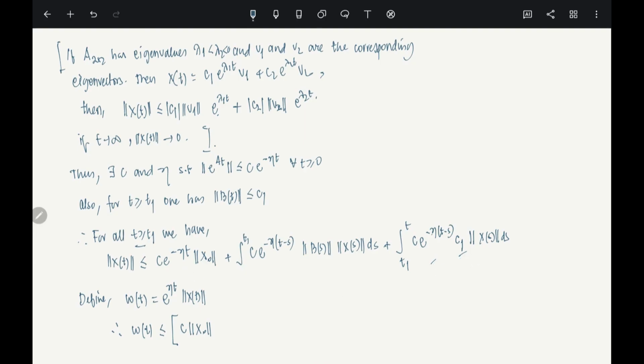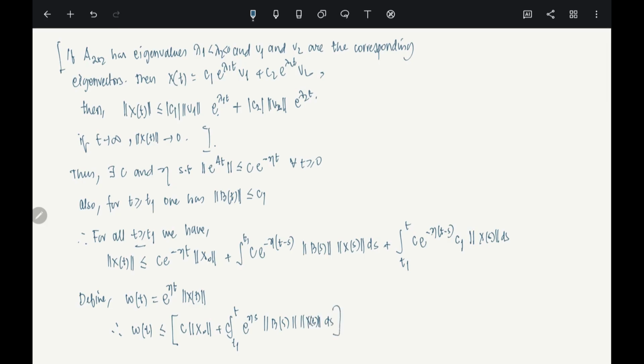Okay, so this term plus integral from t1 to t of c times e to the power eta s. See, this term e to the minus eta t goes that way, right? So e to the power minus eta s comes here times b of s. I am looking for this term. Okay, so let me write it properly. B of s, x of s ds.